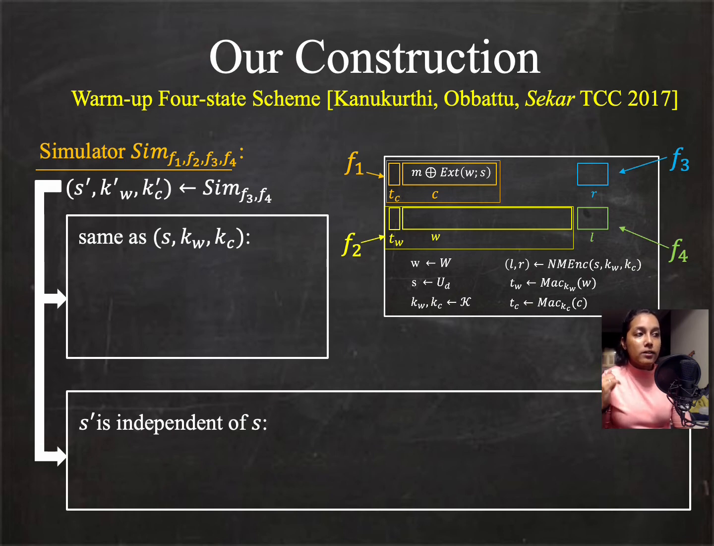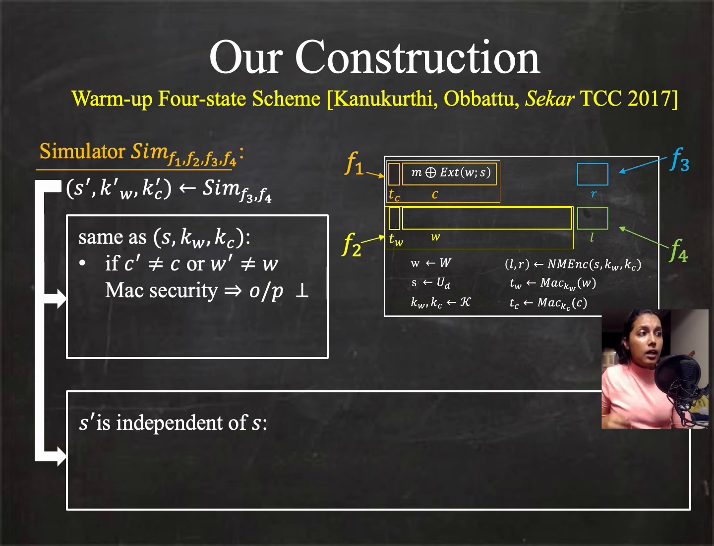In the case where they are the same as S, KW and KC, we will end up using our authentication property, because if C prime was not the same as C or if W prime was not the same as W, then the MAC security will guarantee straight away that the adversary could not have forged valid signatures on them and hence you would always output bot.